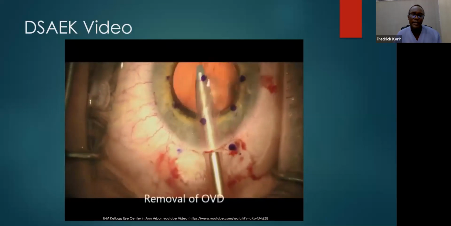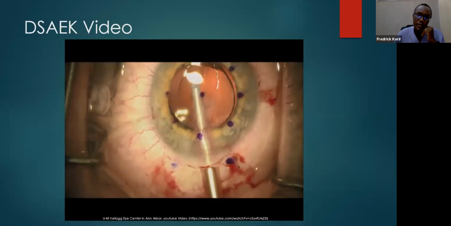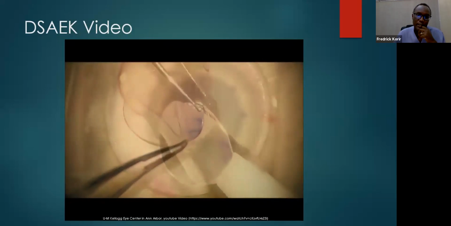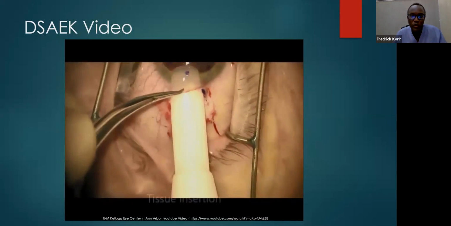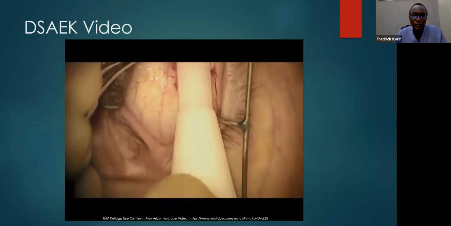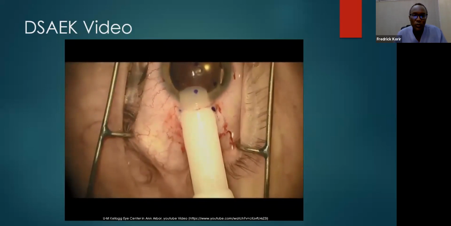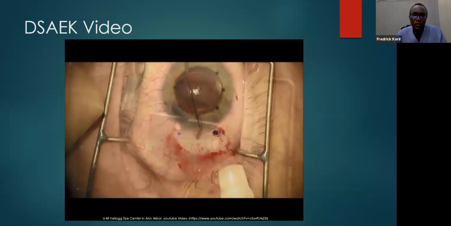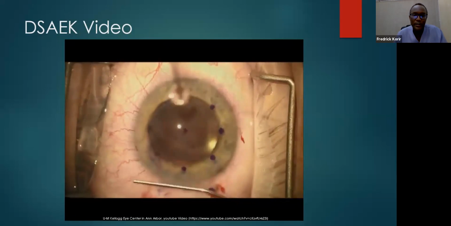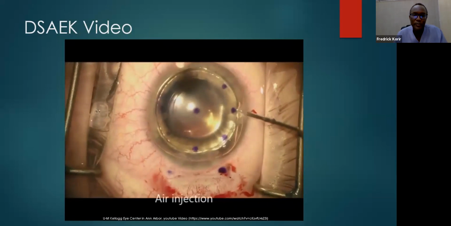Then you remove the viscoelastic. This is a patient who already had cataract surgery. That's how you load your Descemet's graft. There are many delivery devices you can use to deliver it inside. Or you can just fold it like a taco, and then you put it inside. You have to tap it a little bit and balance it.